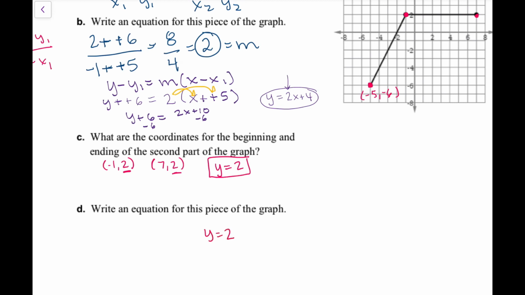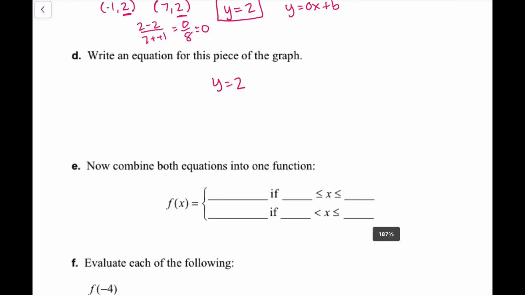Now, my slope, if I were to subtract 2 minus 2 on top and 7 minus a negative 1 is 7 plus 1, that's 0 over 8, and that gives me the slope of 0. So this is really like y equals 0x plus our b, where it's intersecting the y-axis is going to be 2. That's why we get y equals 2 there.